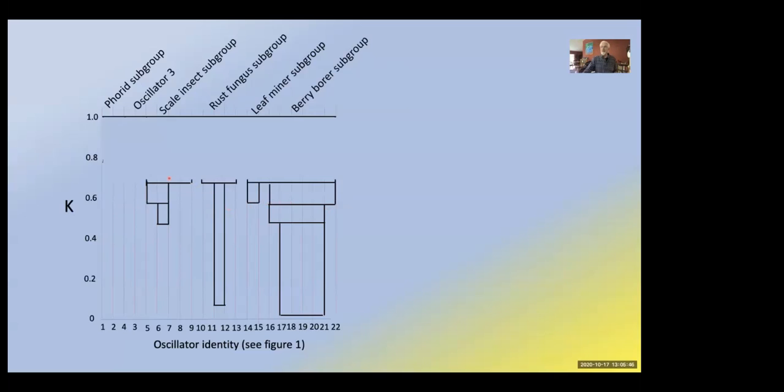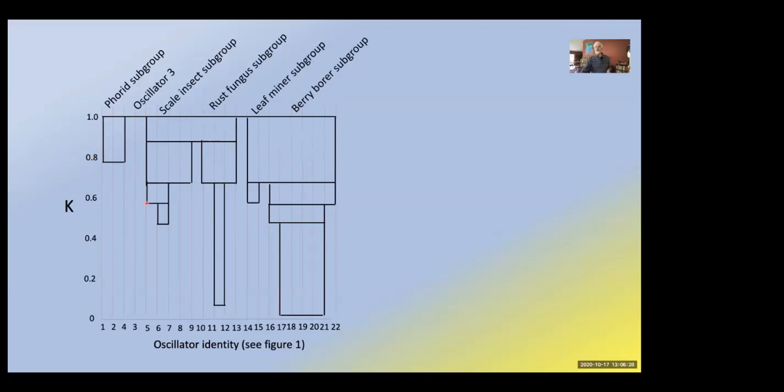Now further, at this point, now we have three synchrony groups. The leaf miner subgroup has joined up with the berry borer subgroup, and here the rust fungus subgroup, I think that's the whole thing right there, and then the scale insect subgroup is here. And then at this point, when we get fairly high, this so-called forage subgroup suddenly forms and synchronizes, and at this point we have 1, 2, 3, 4 different synchrony groups. Finally, the rust fungus subgroup merges with the scale insect synchrony group, and we get 1, 2, 3 groups, but note that oscillator number three is still a chimeric element.